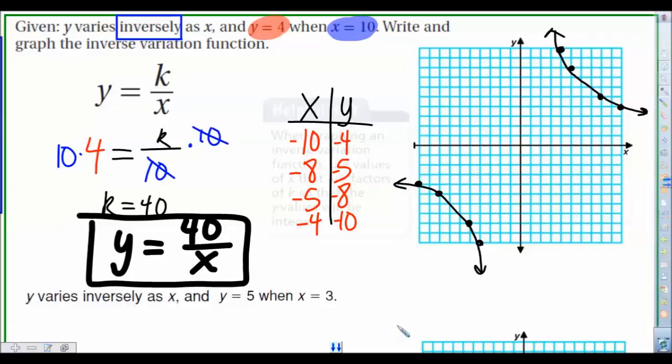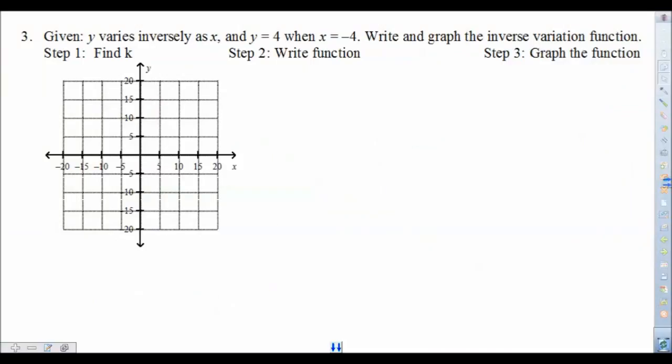Okay, homework problem. Alright, on your homework, number 3 looks like an inverse variation problem. Pretty easy to tell. As you can see right here, inverse variation, that's the only thing you're going to have to go off of here. So let's write our inverse variation equation. Let's grab x and y and substitute. Let's solve by multiplication.